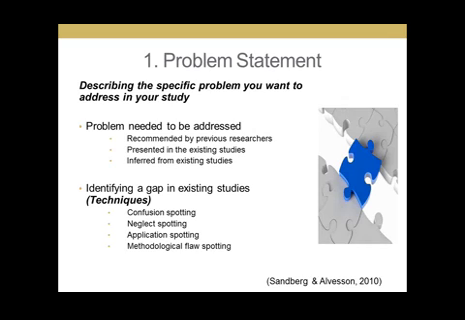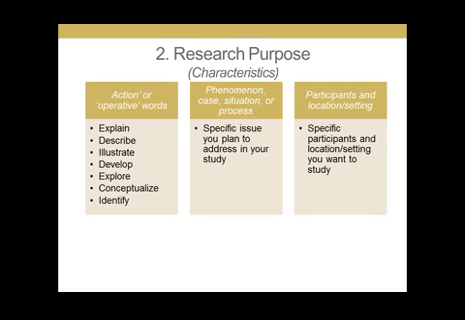So you want to collect your data, look into the same issue, and try to find out the best way of analyzing the data that is credible and so on. So these are the four main areas of identifying a gap in the literature.